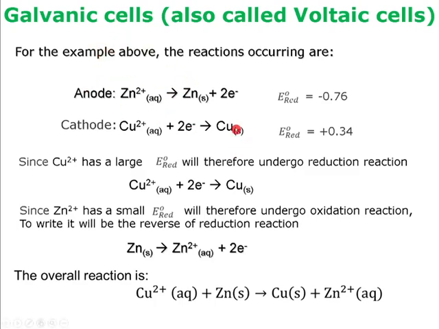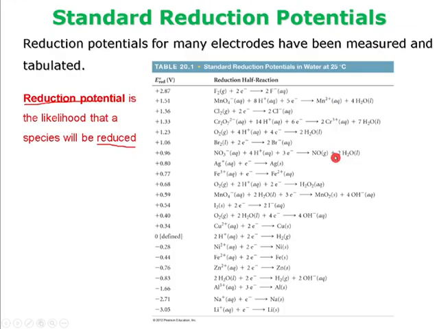Alright, let's look at an example. From the tables, like I said, the reduction potentials are written in the form of reduction reactions. So copper 2+ gains 2 electrons, and zinc 2+ gains 2 electrons, with reduction potential of minus 0.76 for zinc. And for copper, it's plus 0.34.